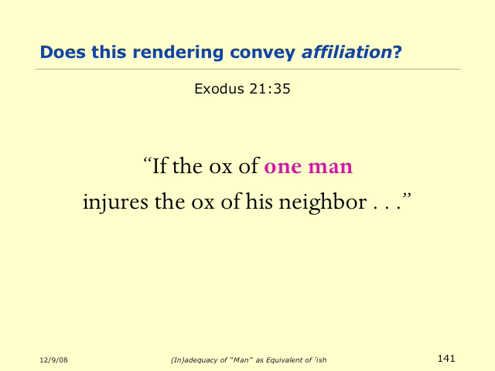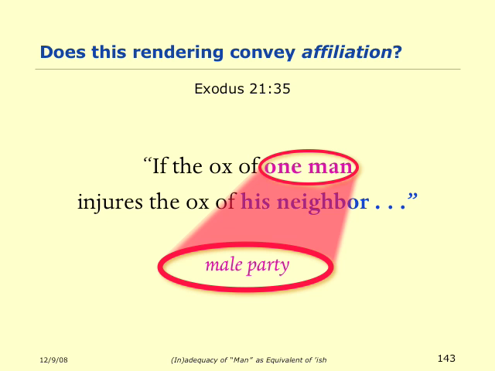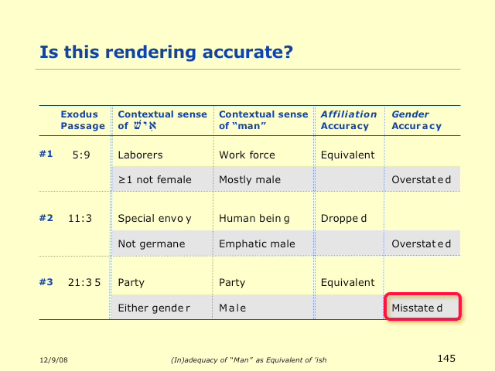What about affiliation? Does our rendering succeed in conveying that meaning component of ish? Strictly speaking, the answer is no. Rather, the phrase one man evokes the lexical sense of man as a male human being. At the same time, the context of situation does imply affiliation. What was explicit in the source text has been made implicit in the translation, but I will treat that shift in meaning as relatively minor for the time being. Let us return to our comparison table, which I now expand to include our third case. Is this rendering accurate? We have again identified a problem.